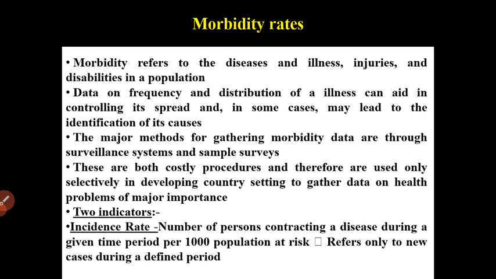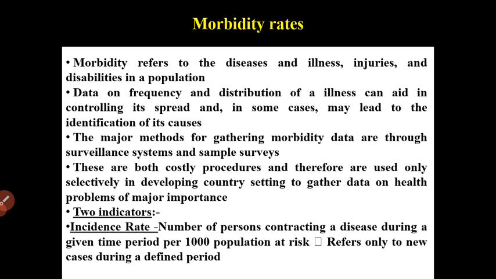Morbidity rates. Morbidity refers to the disease and illness, injuries and disabilities in a population. Data on frequency and distribution of illness can aid in controlling its spread, and in some cases may lead to identification of its causes. Now, the major method for gathering morbidity data is through surveillance and sample surveys. Okay.